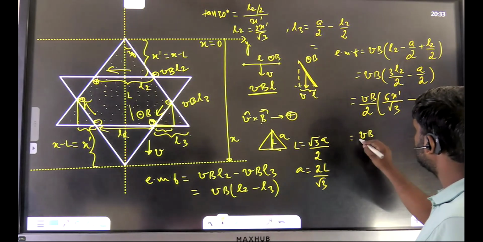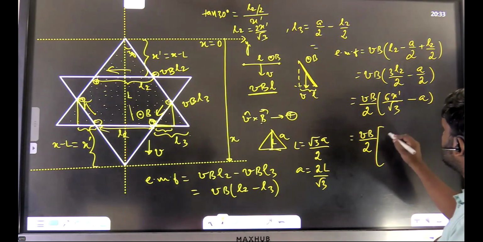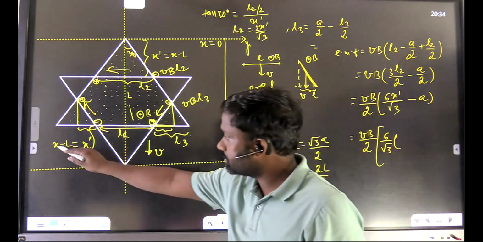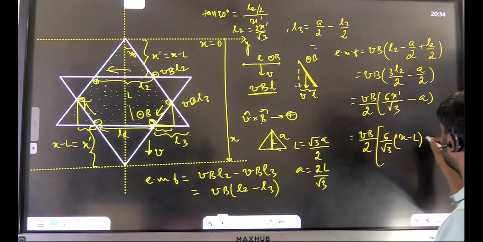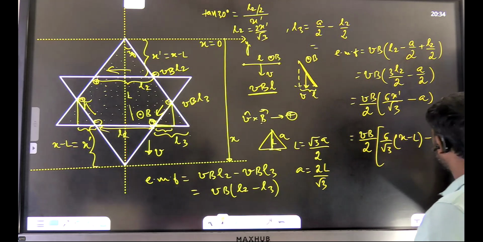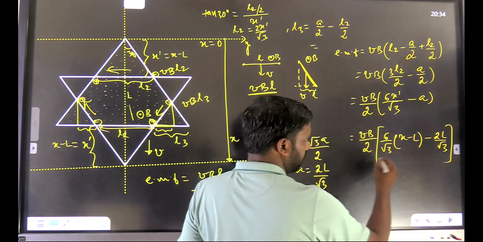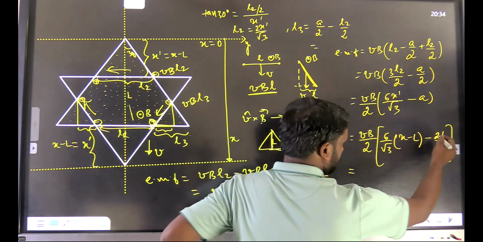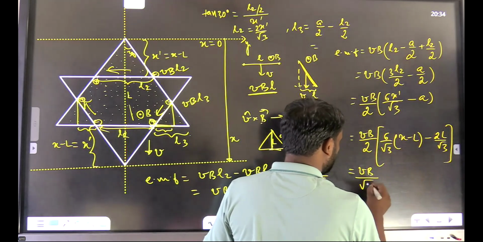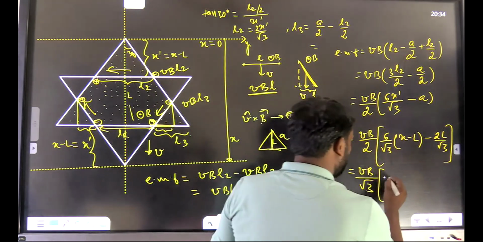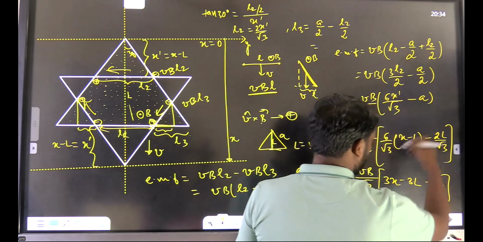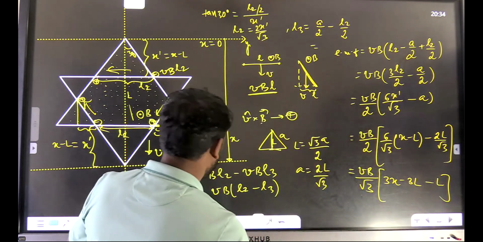So this is VB divided by 2, and here we have 6 divided by root 3, and x prime is actually equal to x minus L, and minus A is 2L by root 3. So we can take some common factors outside: 2 and root 3. Here 2 will cancel out, and when you take root 3 outside, you get VB divided by root 3. Here we have taken 2 outside, so we are left with 3x minus 3L here and minus L here, because 2 we have taken common.